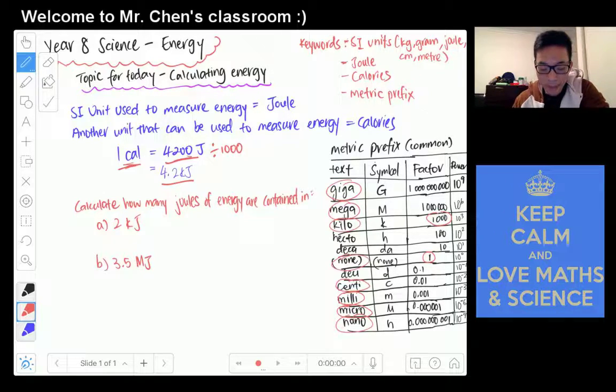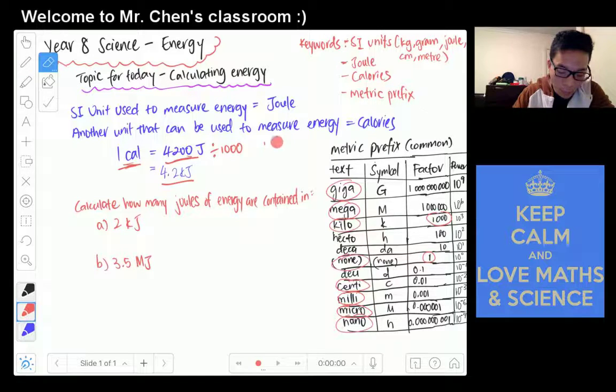You can go the other way actually. For example, what is 4.2 kilojoules in joules then?